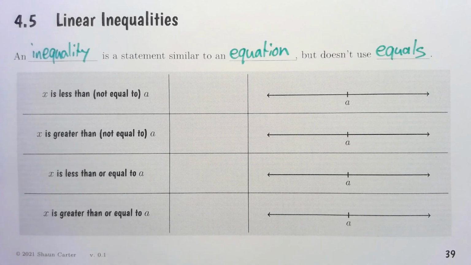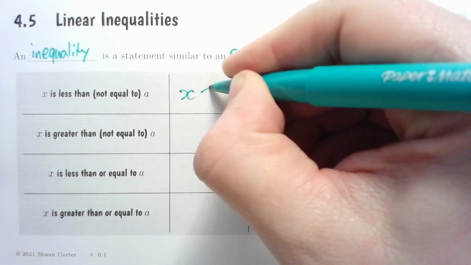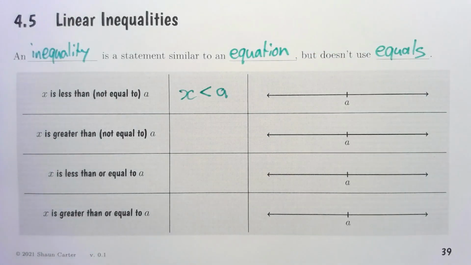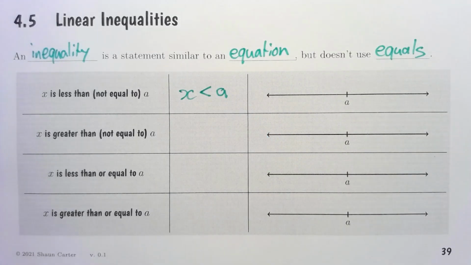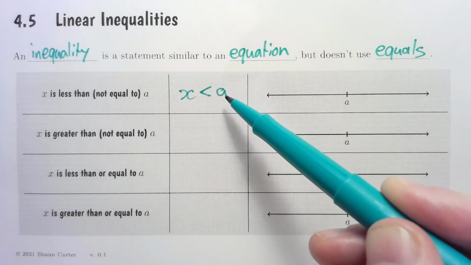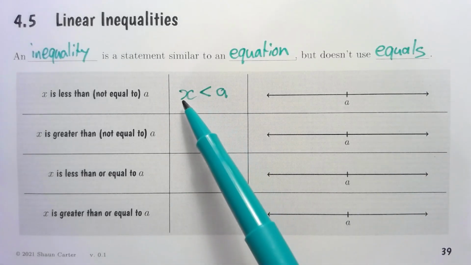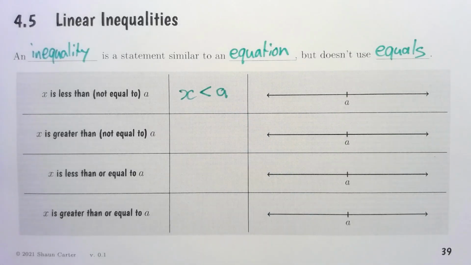So the first one is less than. The less than symbol, if we want to say that x is less than some number a, looks like this. Notice that this symbol has two lines just like the equal symbol, but they're together at one side towards the x, and they're open at the other side at the a. This shows that x is less than a because the small end is towards the lesser number, and the large end is towards the greater number.